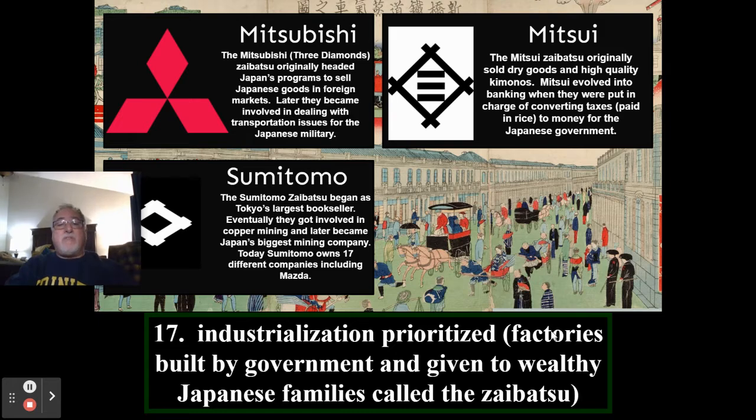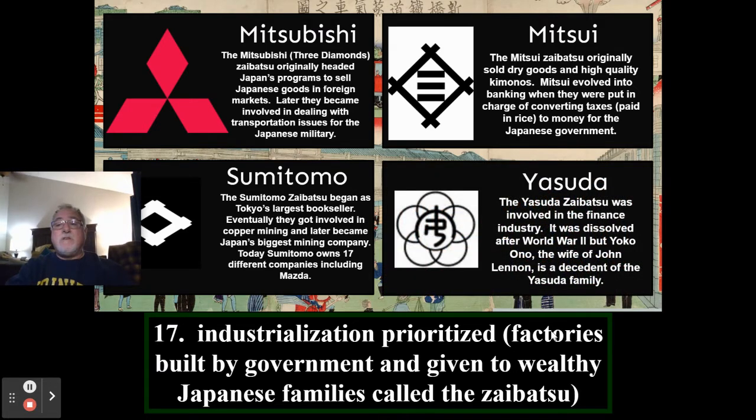Sumitomo Zaibatsu began as Tokyo's largest bookseller. Today, Sumitomo owns 17 different companies, including Mazda. And then finally, Yasuda Zaibatsu was involved in the finance industry. It was dissolved after World War II, but Yoko Ono, the wife of John Lennon, is a descendant of the Yasuda family. So these are like the first four families in the big. This is the beginning of Japanese industry, and you see here where they go after that. That's really kind of cool.